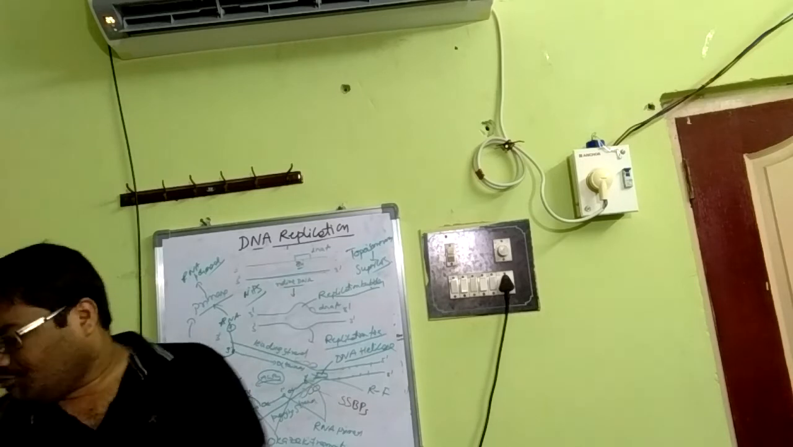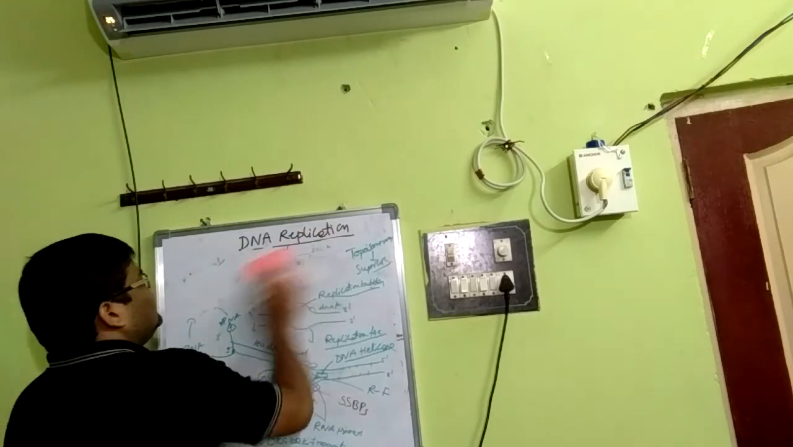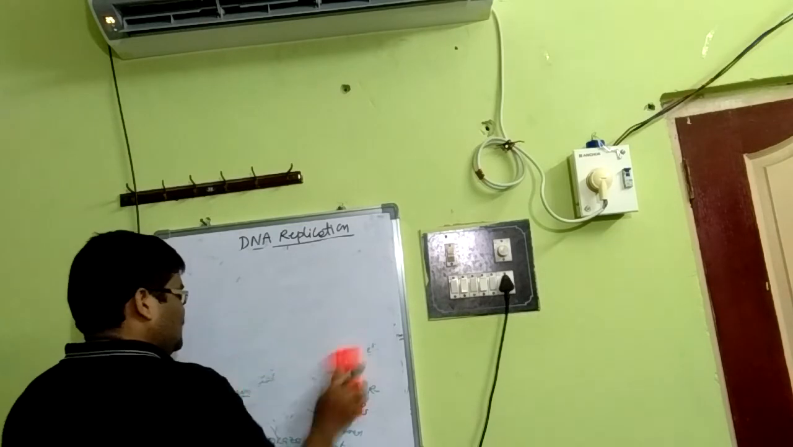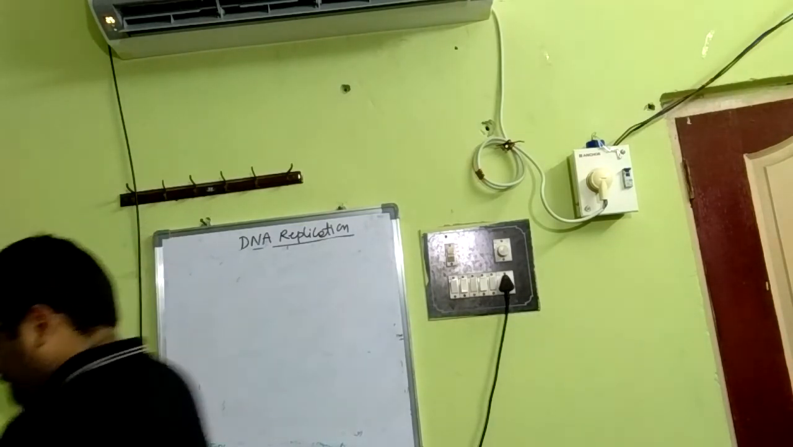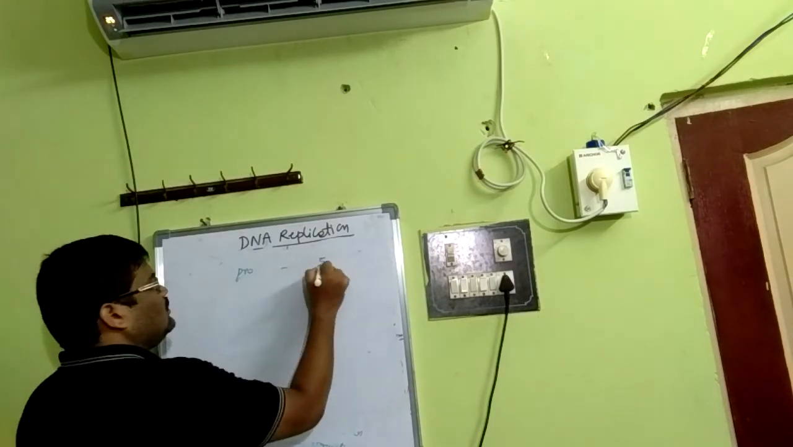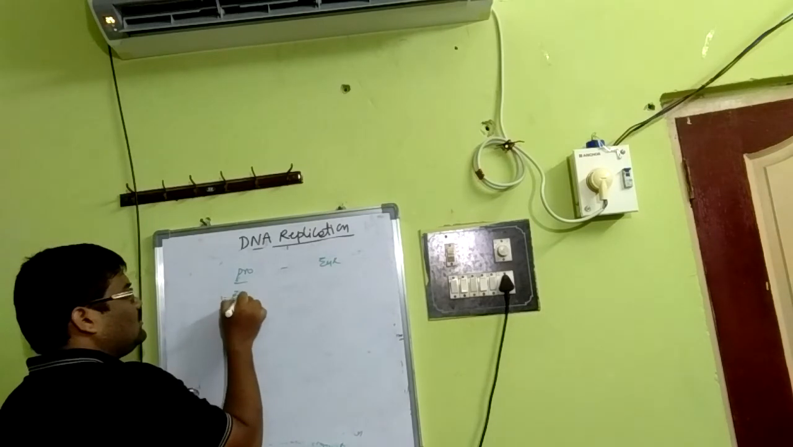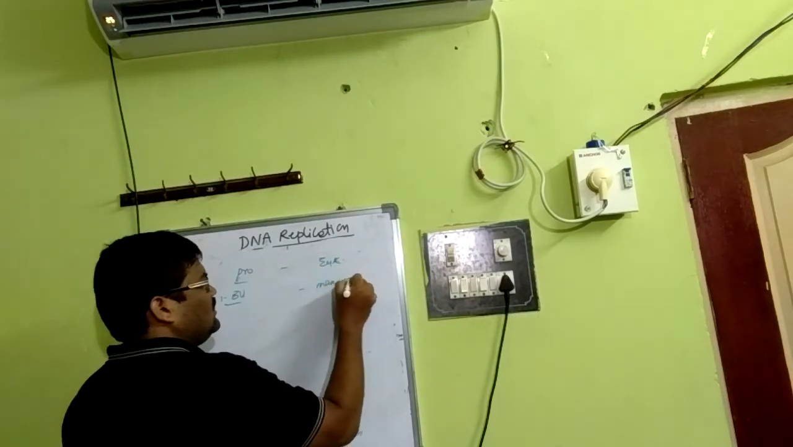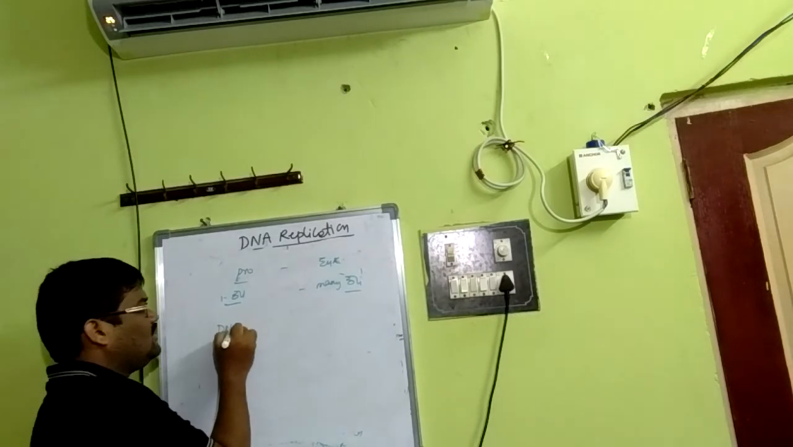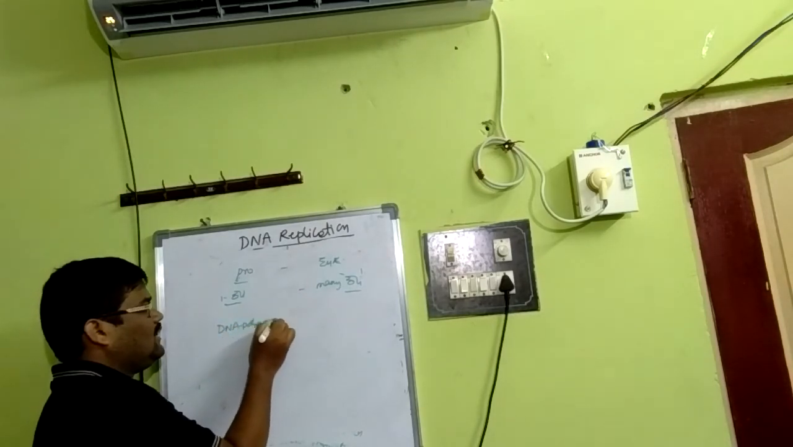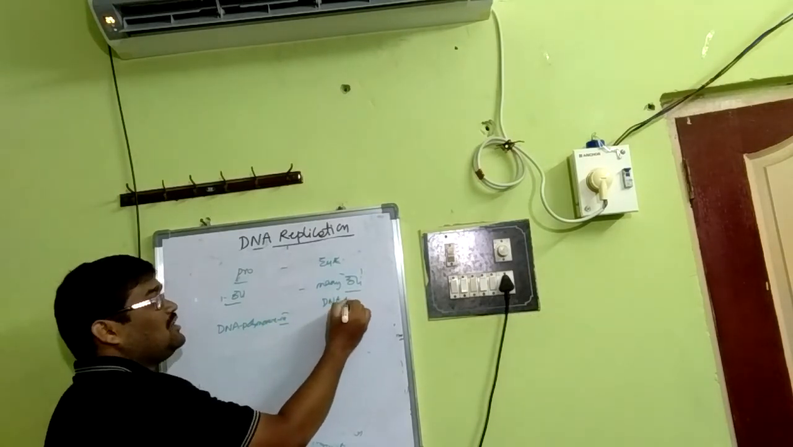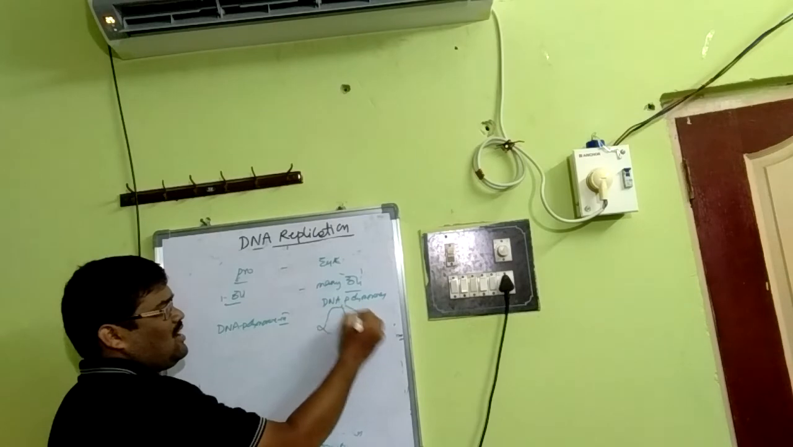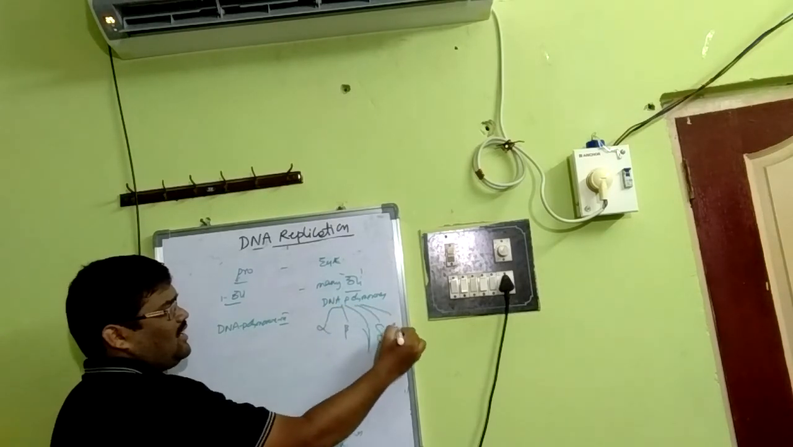So what are the differences between prokaryotic and eukaryotic DNA replication? For the most part, there is a close resemblance between prokaryotes and eukaryotes, except for certain differences. In prokaryotes, there is only one origin of replication, whereas in eukaryotes there are many origins. Here, DNA polymerase 3 is the important enzyme, but in eukaryotes DNA polymerases are of different kinds: alpha, beta, gamma, delta and epsilon.